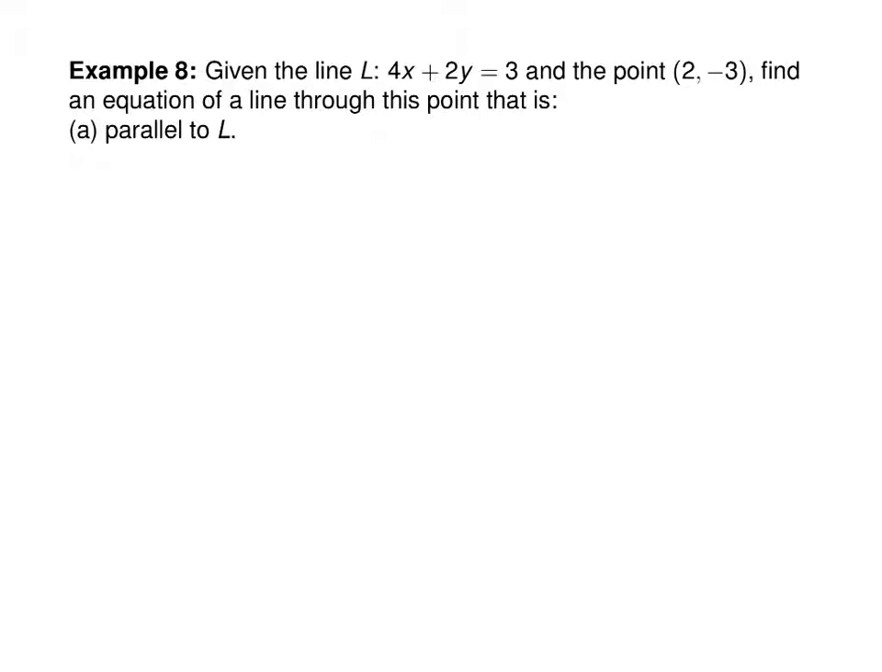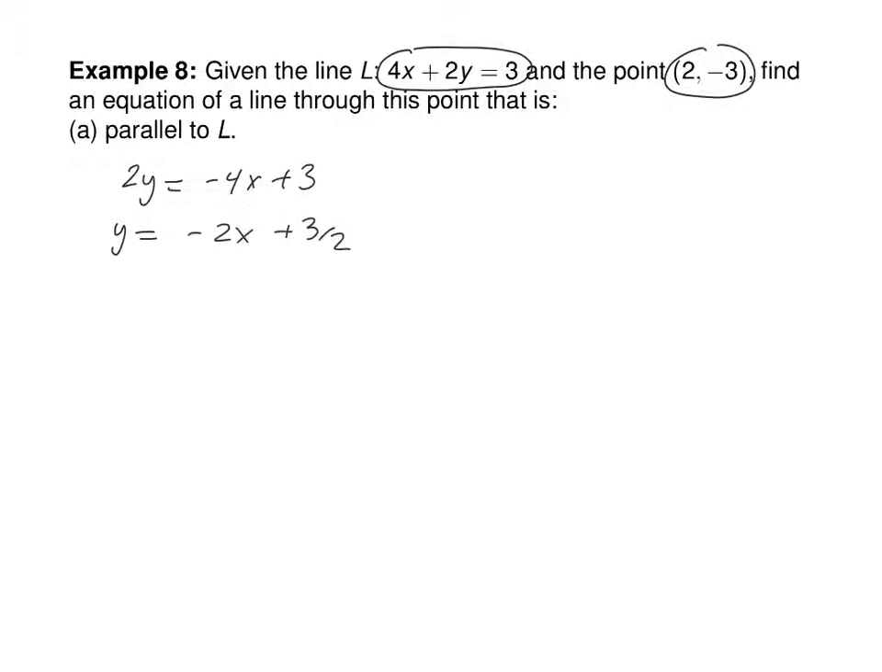Okay, so suppose I have this line L, that's 4x plus 2y equals 3, and I have this point (2, -3). I want you to find the equation of a line through the point that is parallel to L. The first thing you have to figure out is, what is the slope of L? How would you figure out L's slope? Isolate y. Great, so that would be 2y equals negative 4x plus 3. And then what do you do next to isolate the y? Divide by 2. Okay, so y equals negative 2x plus 3/2. So the slope is negative 2. And does this 3/2 matter for finding your equation really at all? No, it's kind of extra information.